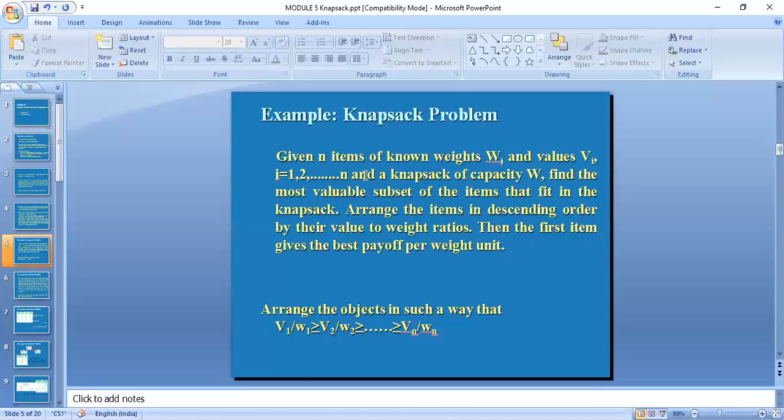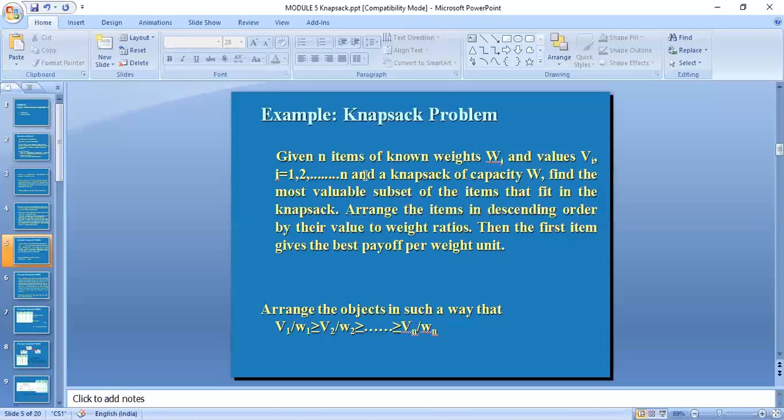So similarly here, the knapsack problem, which is given based on branch and bound, you need to get the best payoff per weight unit. So what we will be doing is arranging the objects in such a way that you find out the ratio of each one, where you say it is value divided by weight. For each item you have its own value and its weight. So please find out the ratio, and once you find the ratio, put it in decreasing order.